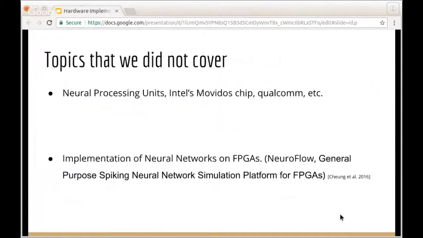But something that we couldn't possibly cover on this topic in this short time was the commercial projects and also the implementation of neural networks on FPGAs. For example, there has been development of FPGA implementations of neural circuits and neural networks using the same language that I've talked about, PyNN.